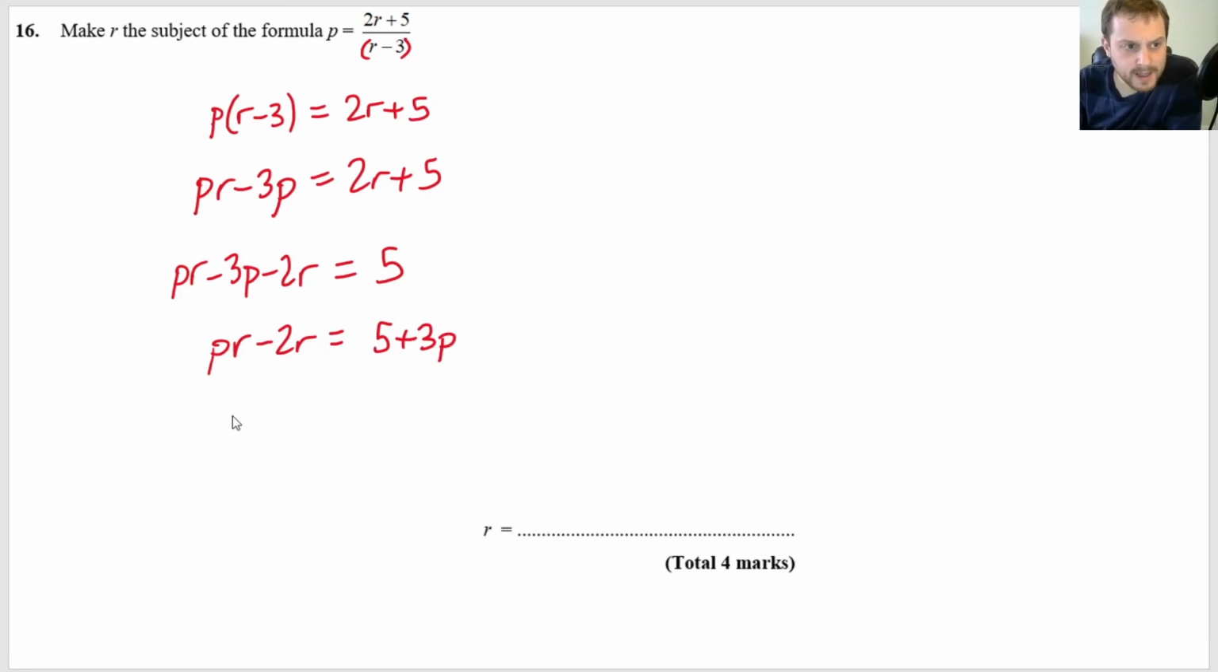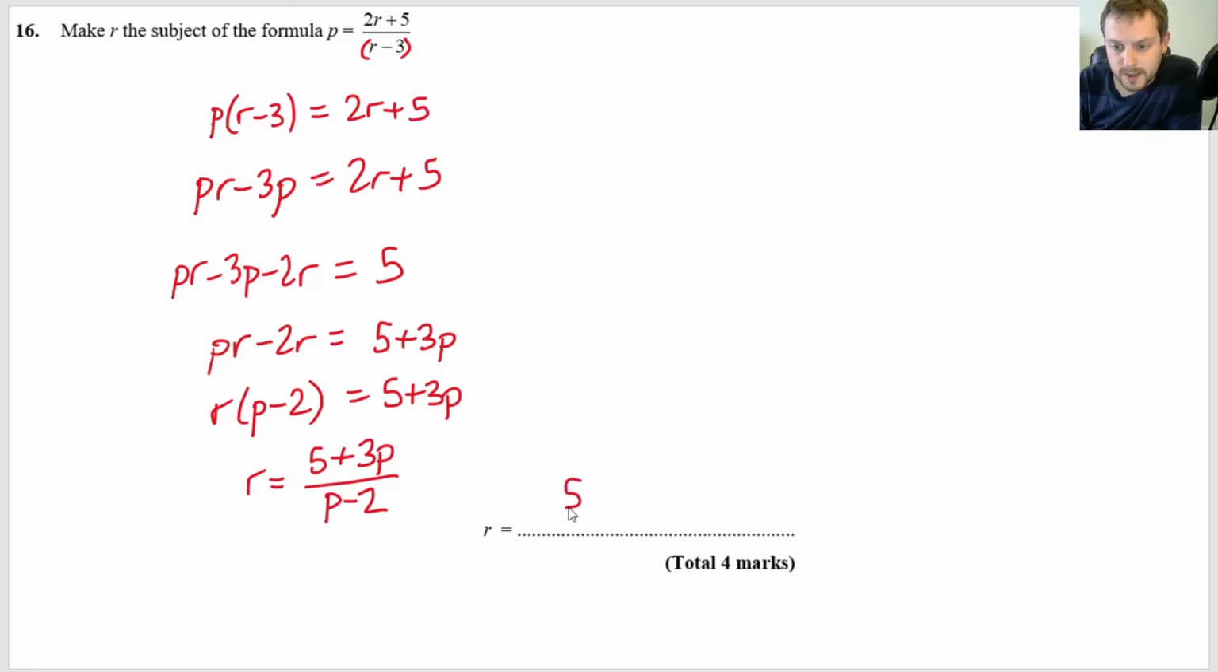And now we have to kind of think in reverse. Now we do like brackets. So you see what you can do with this is you can factor out the r. So it's r lots of p minus 2 is 5 plus 3p. See that the r is common to both, so you can take it out the front and write a bracket, r times p, r times 2. And then the very last step is to do the very opposite of what we started with. We now divide, so we're left with r equals, and it's 5 plus 3p, and I'm dividing that by p minus 2.